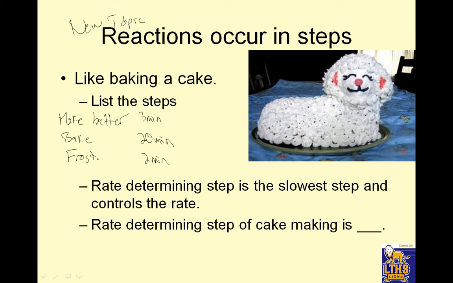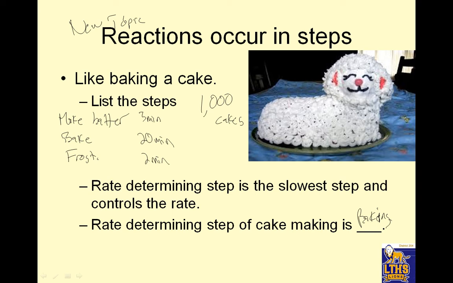So now if I had to make 1,000 cakes, and I have one oven, or I have 5 ovens, my rate determining step of cake making is baking, right? Because if I'm making 1,000 of these cakes, then I can make the batter, start baking one, make a bunch of batter, and I'm sitting around waiting for that slowest step to take place. I can't frost them until they're all baked.